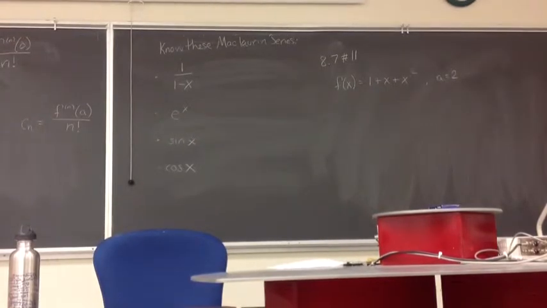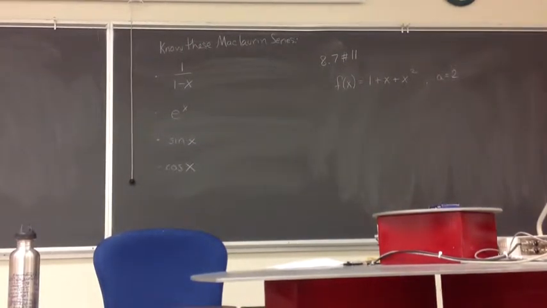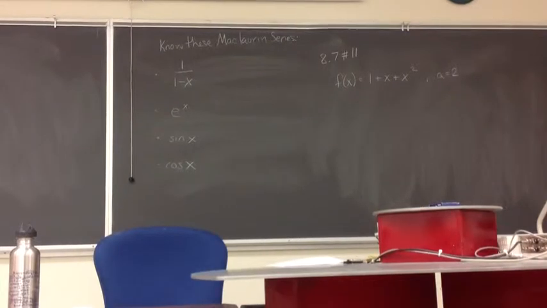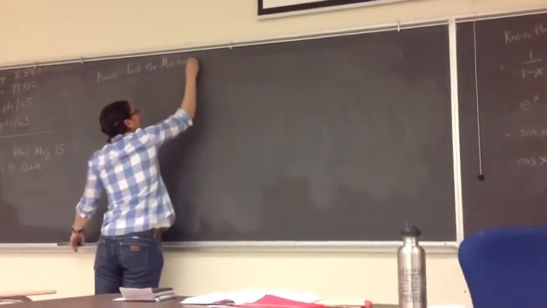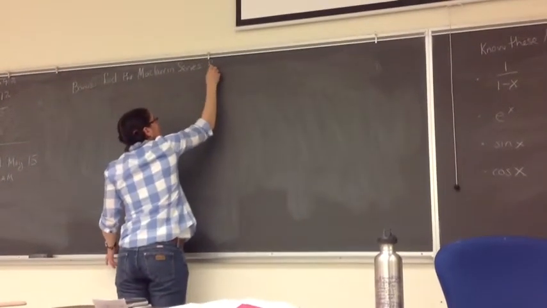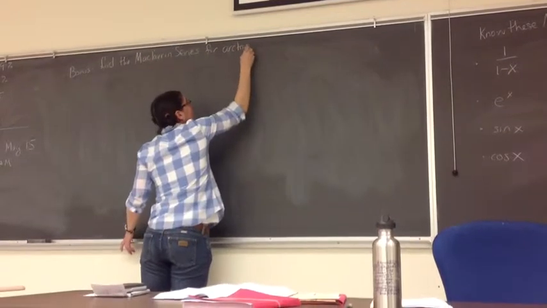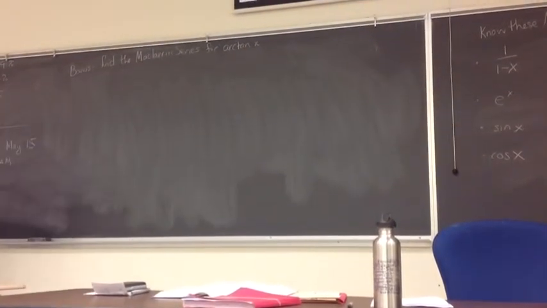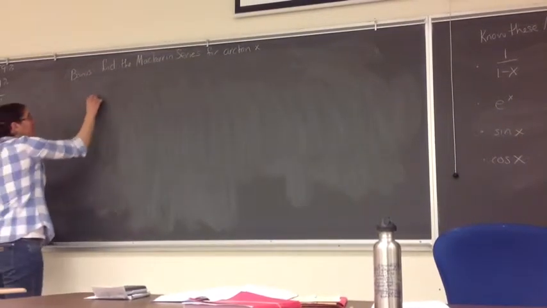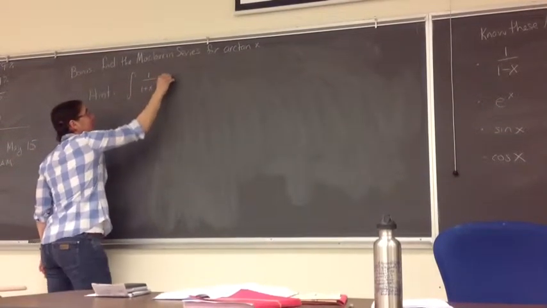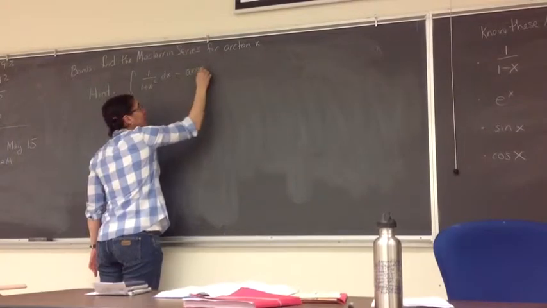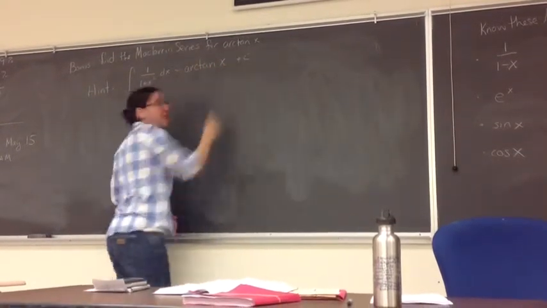So I left you with one piece of math candy to suck on over the weekend that had to do with Maclaurin series and Taylor series. And the bonus was to find the Maclaurin series for arctangent of x. And the hint was that the integral of 1 over 1 plus x squared dx is equal to arctangent of x plus c.